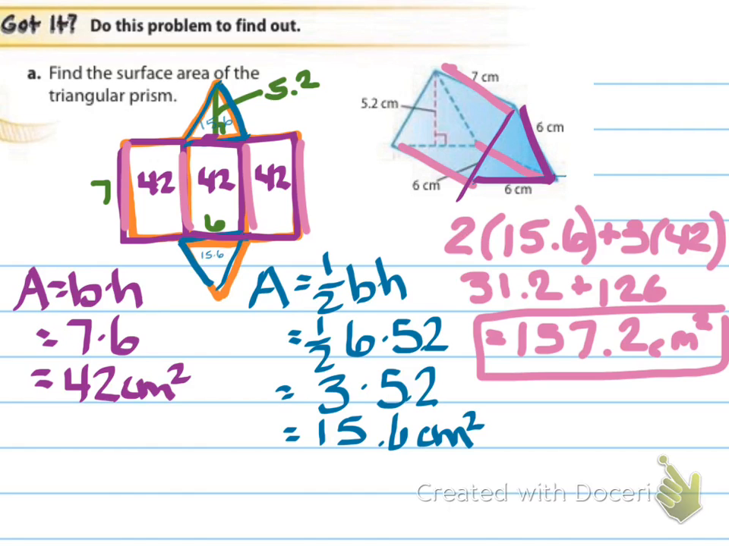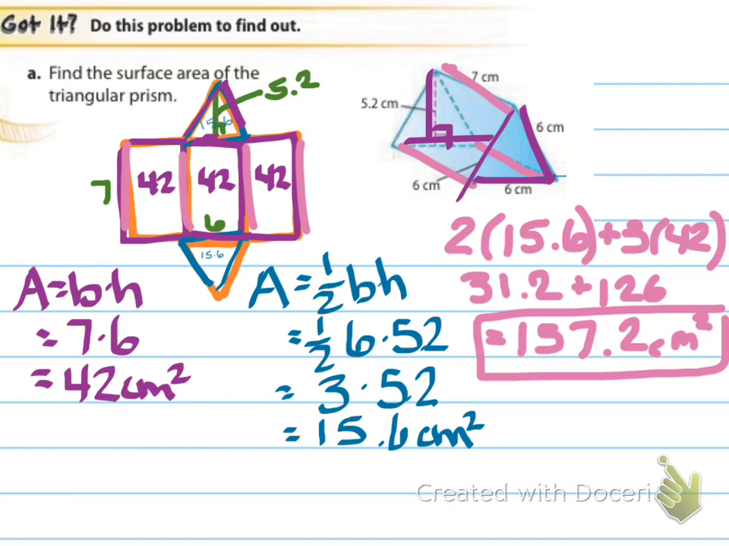Then when I'm doing my triangle, I know that the base of my triangle is 6 and that the height is going to be this 5.2 right here because it comes to the 90-degree angle, okay, with the 6. So that's our base and our height for our triangle. And so I just did each of those.